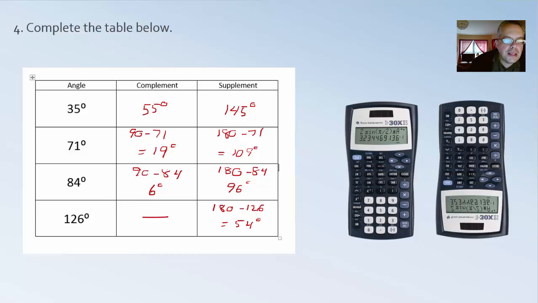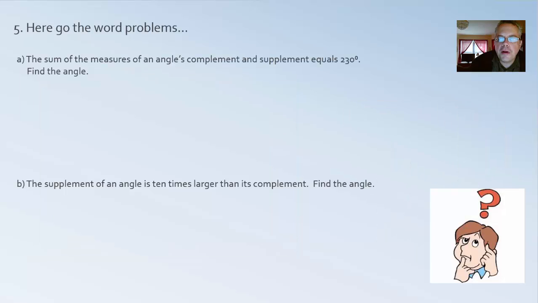We're ready for our last type of problem here. The last type of problem we want to talk about are some word problems. These involve writing expressions for complementary and supplementary angles and solving equations. So these are a little bit more advanced, but no problem for you guys. You guys are smart guys.